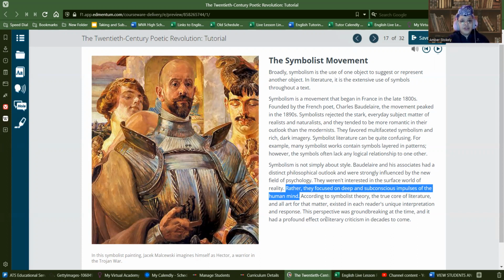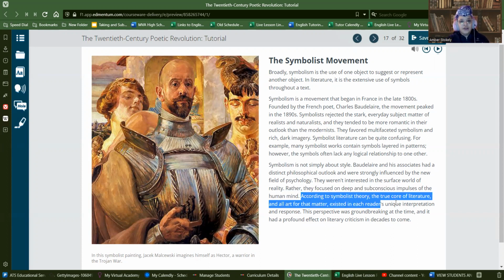Now, it says here, according to symbolist theory, the true core of literature and all art for that matter existed in each reader's unique interpretation and response. So again, this is the things that we as individuals associate with what happens in a book. The associations you might have with someone, a character, a place, an object in a book might be different from someone else if they had a different childhood upbringing, or just different things happened to them when they grew up.